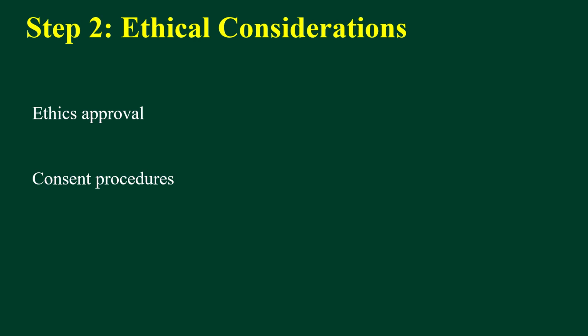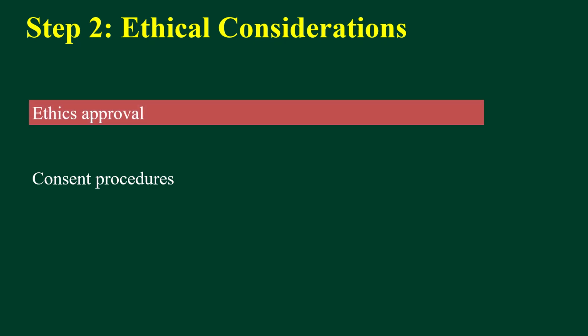Step number 2, ethical consideration. State the institutional ethics approval number. Your institution has approved it, your institutional ethical committee has approved it and given you a number. So write that. Informed consent procedure should also be written very clearly, and animal care guidelines, if used, should be given.